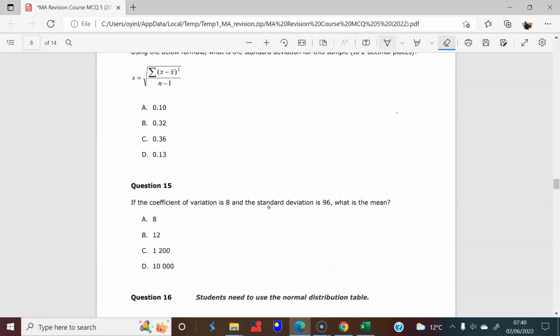Question 15. The coefficient of variation measures how far the standard deviation is as a percentage of the mean. Right? So it's a good way of really analyzing, because the standard deviation as a number on its own is not entirely helpful. The same way gross profit on its own is not entirely helpful. It must be in relation to something else.